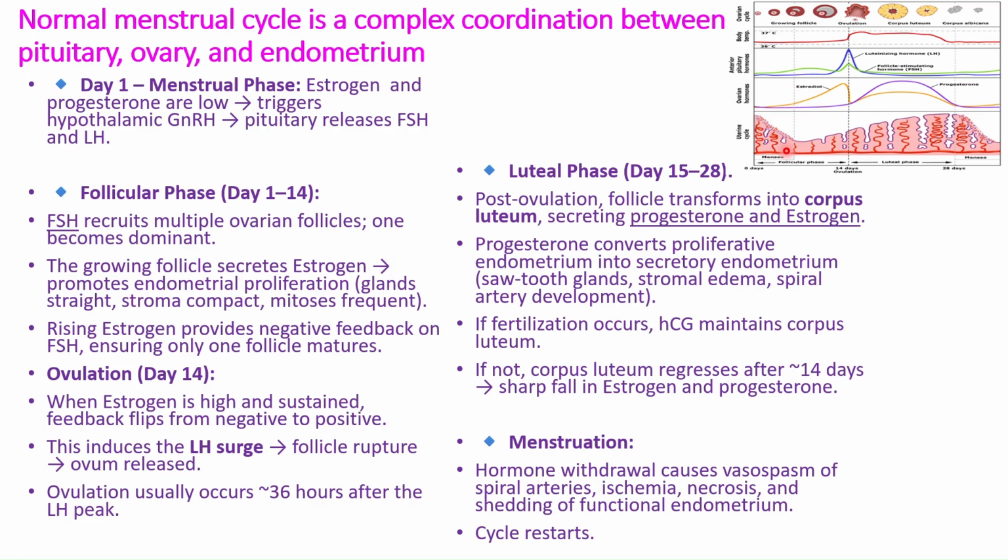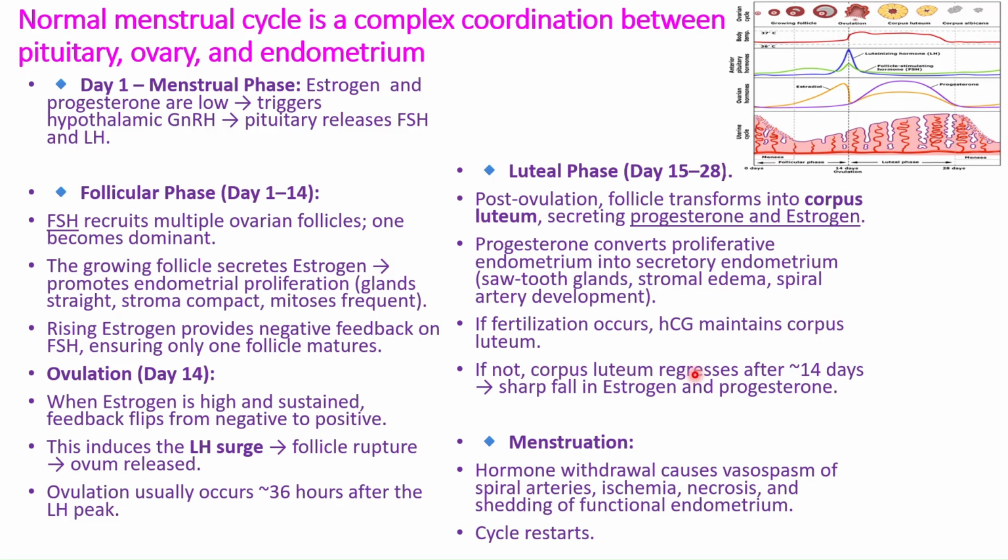Post ovulation, the follicle transforms into the corpus luteum, which secretes progesterone and estrogen. Progesterone converts the proliferative endometrium into the secretory endometrium, where the glands have a sawtooth appearance, with stromal edema and spiral artery development. If fertilization occurs, human chorionic gonadotropin hormone maintains the corpus luteum.